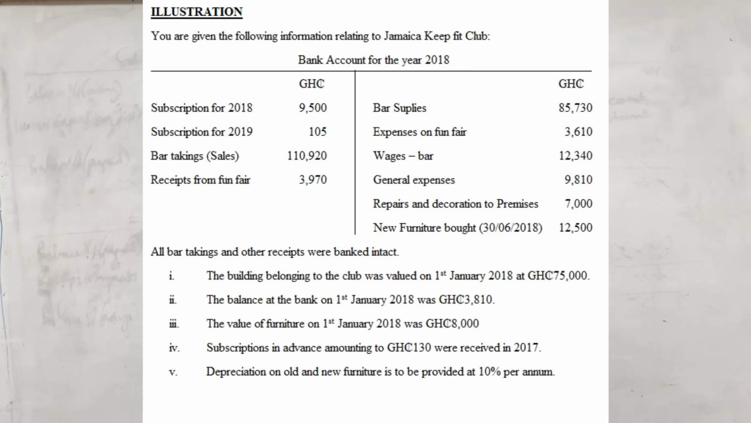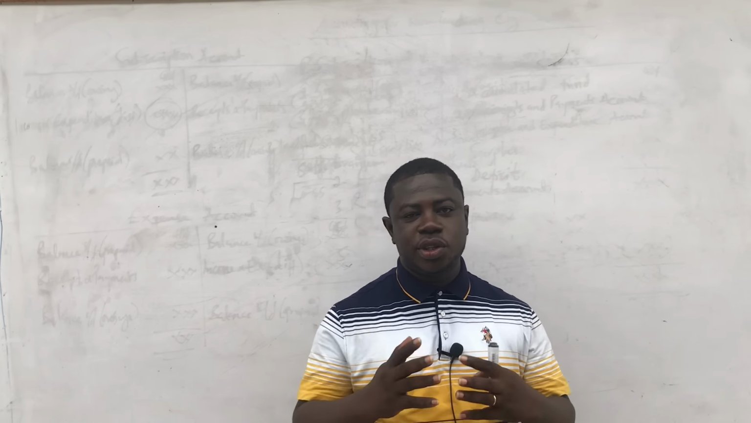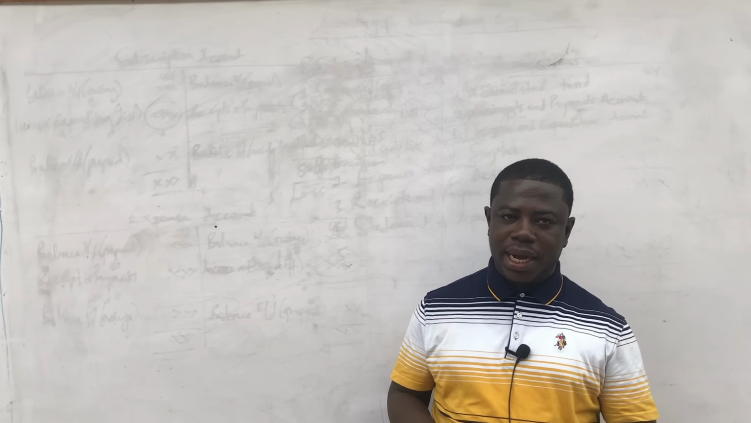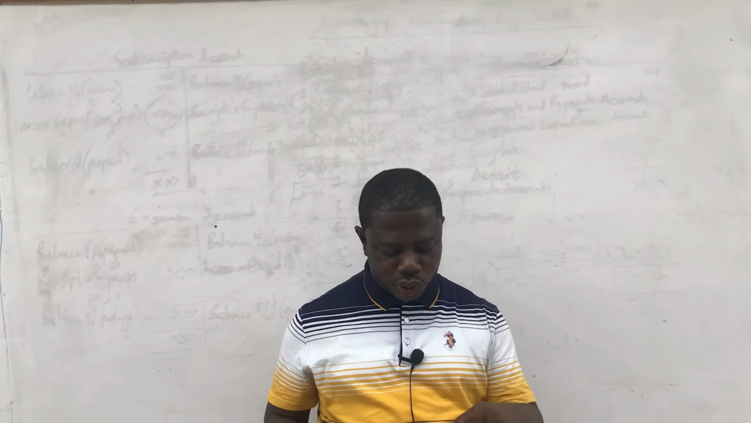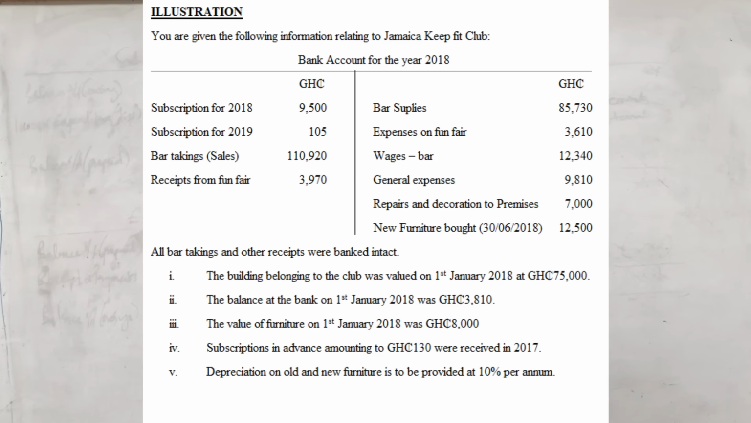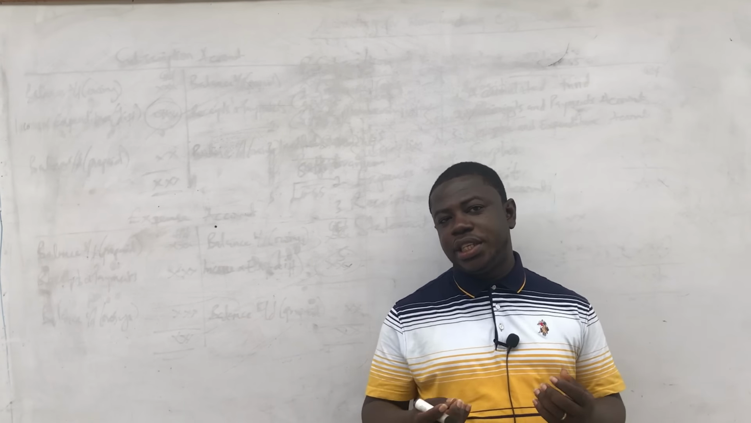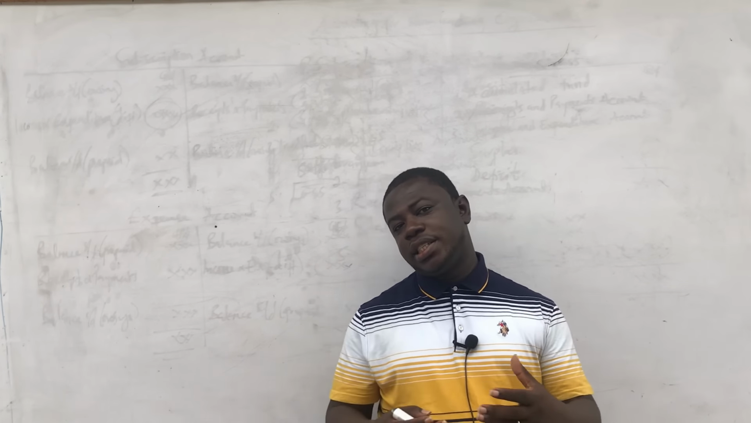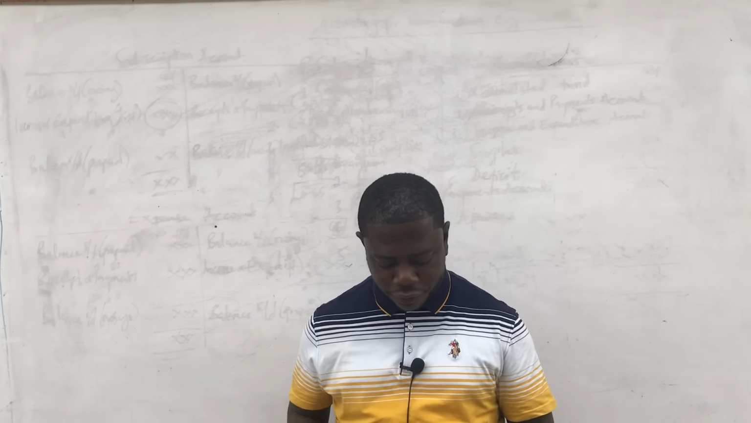Then we have bar takings. The bar takings means bar sales. So it means that this Jamaica Keep Fit Club has gotten enough money to set up a bar. And the sales that they made from their bar is what they have put in their bank account. Then they have receipts from fanfare. Receipts from fanfare means that they organized the fanfare and there were some receipts at the entrance. Let's say you buy tickets before you enter. So that is the receipt they took from the fanfare.